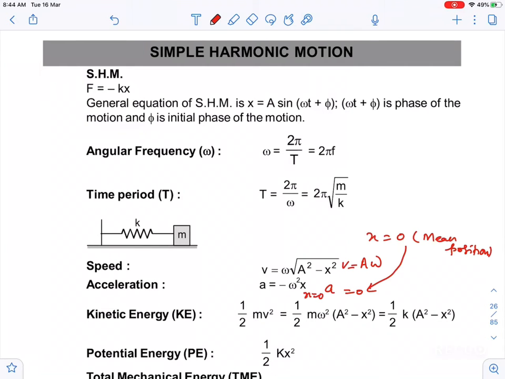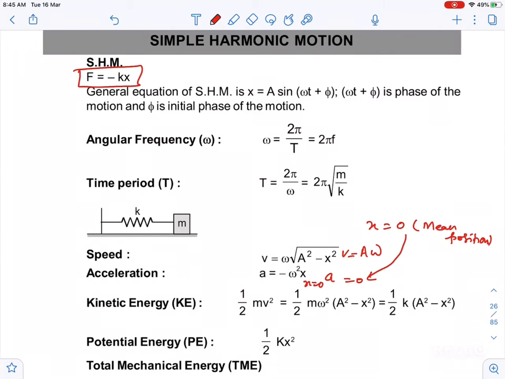At the extreme position velocity becomes 0 and acceleration becomes maximum. So in SHM, one thing you have to keep in mind is these velocity and acceleration expressions, which are a omega and minus omega square into x, and this expression f is equal to minus kx, which is Hooke's law, which we have discussed earlier also.